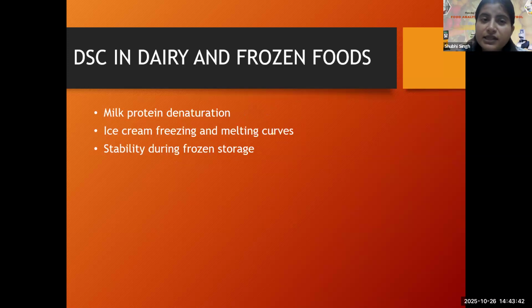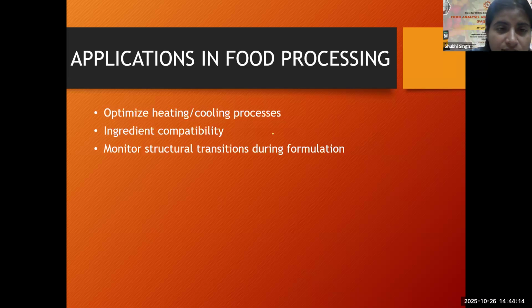DSC in dairy and frozen food. Milk protein denaturation, again you can check. And in dairy and frozen foods such as ice cream or frozen yogurt, you can also see different peaks at different temperatures, how your dairy and frozen foods are getting affected, and their stability in the frozen conditions. Applications in food processing: optimize heating and cooling process, ingredient compatibility, monitor structural transition during formulation.